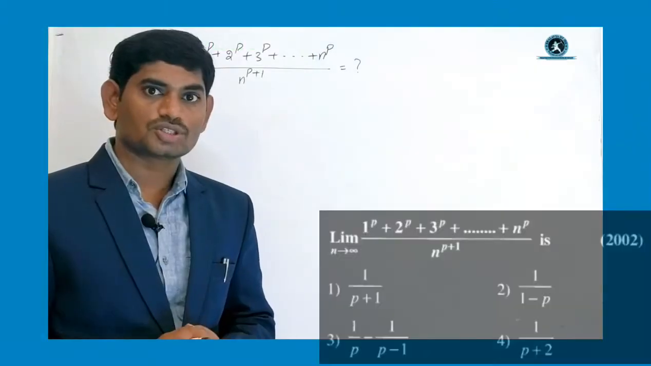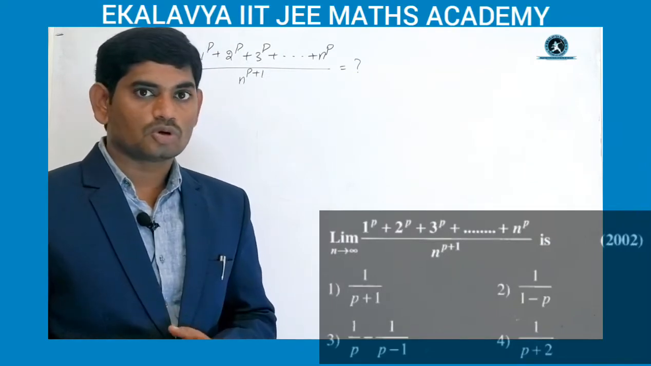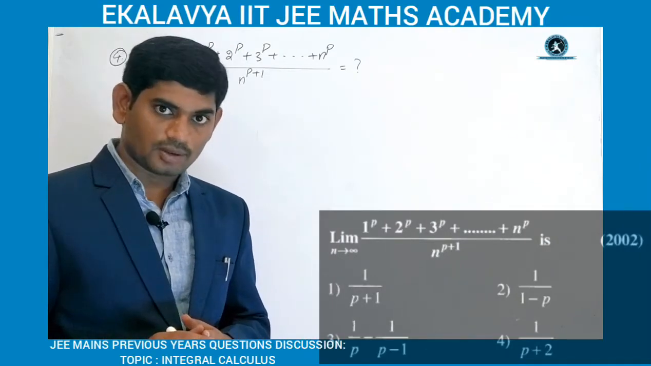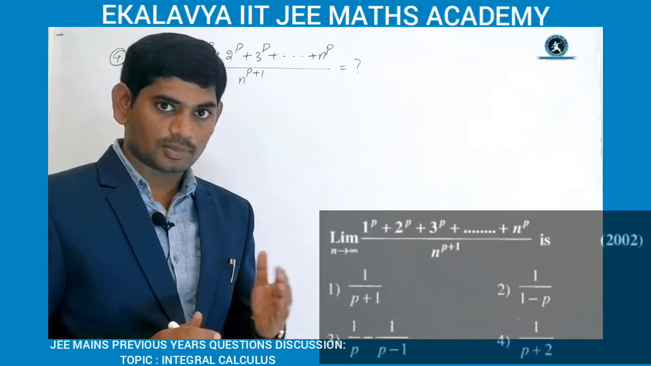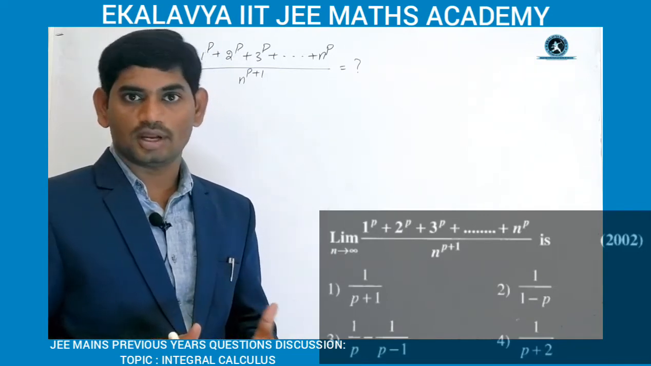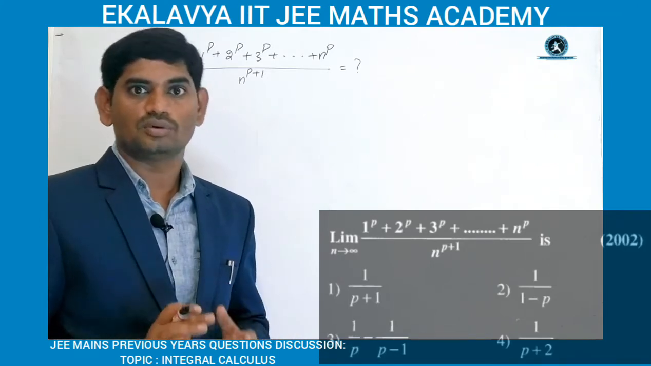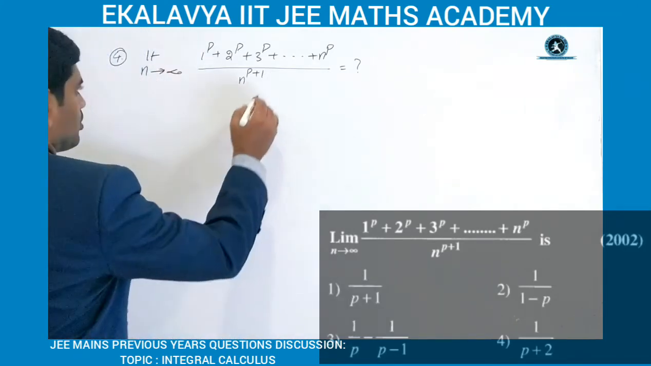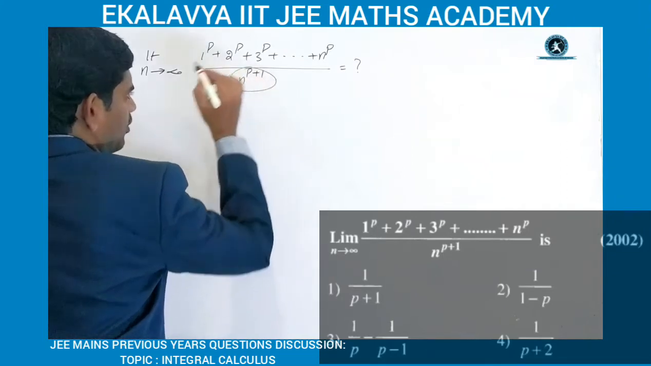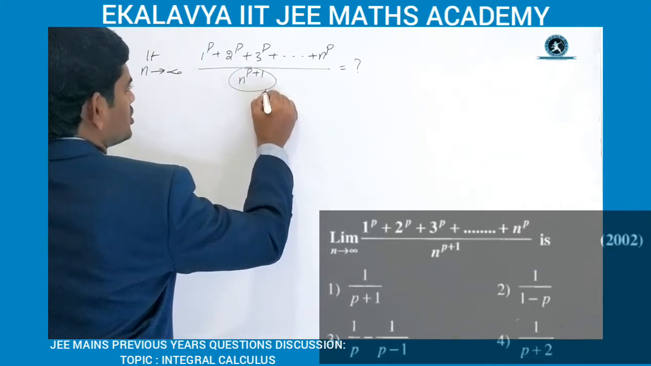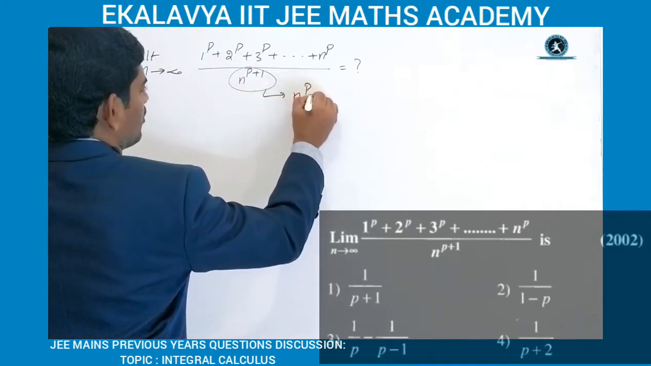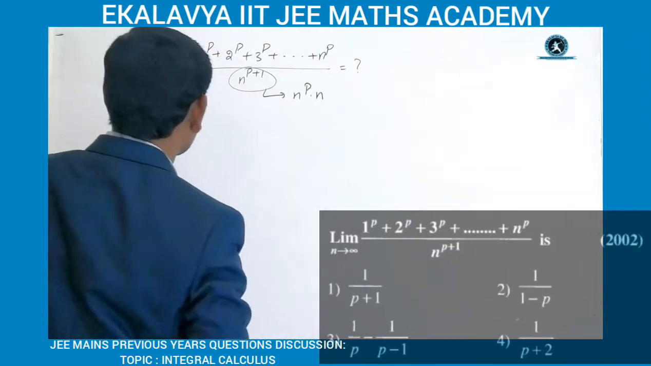So the next question is: limit n approaches infinity of (1 power p plus 2 power p plus 3 power p and so on, up to n power p) upon n power p plus 1 is equal to dash. So the denominator is in the form of a power m plus n. Now I am changing this one as n power p into n.